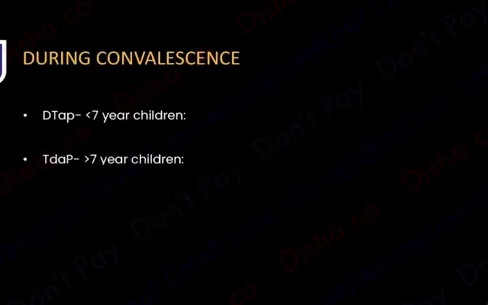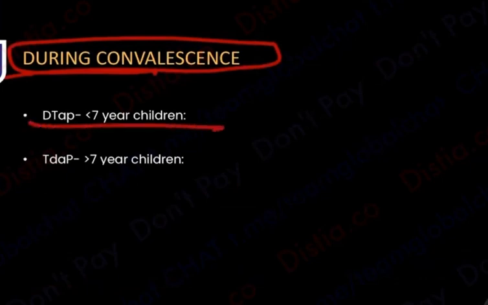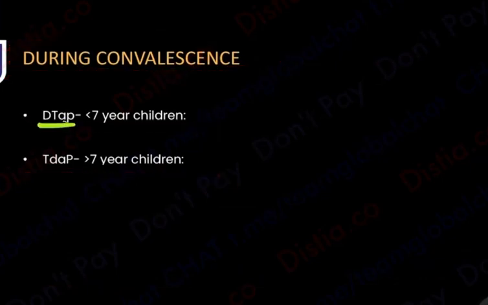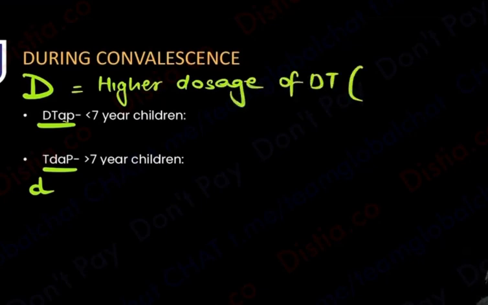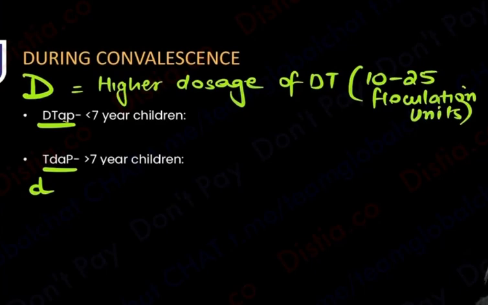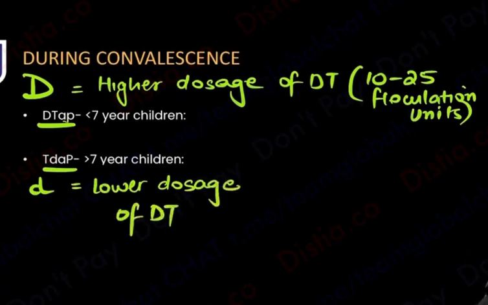During his recovery, what do? During the recovery, we give vaccines. Either we can give DTaP or we can give TDAP. What's the difference, ma'am? एक में D is capital, एक में D is small. Means when I have capital D, I have higher dosage of diphtheria toxin. This is somewhere between 10 to 25 flocculation units. Whereas if I have a chota d, this means I have a lower dosage of diphtheria toxin that is present.